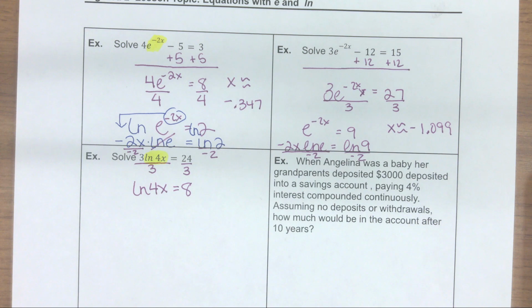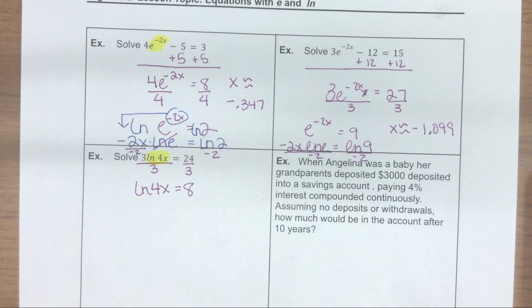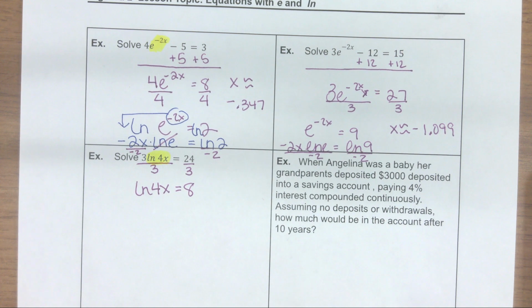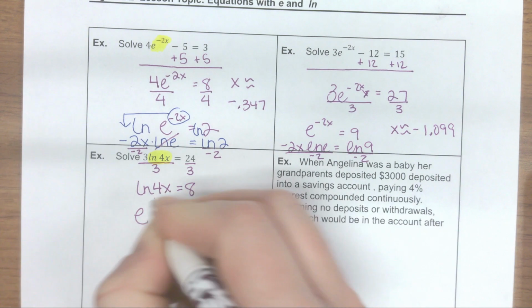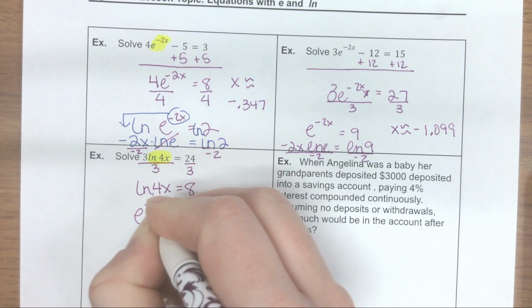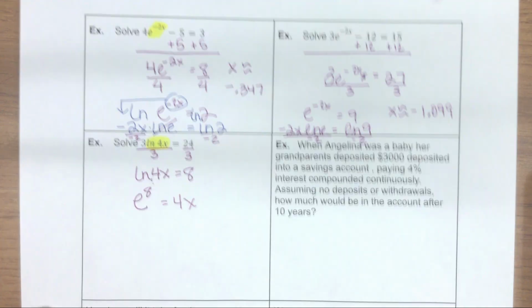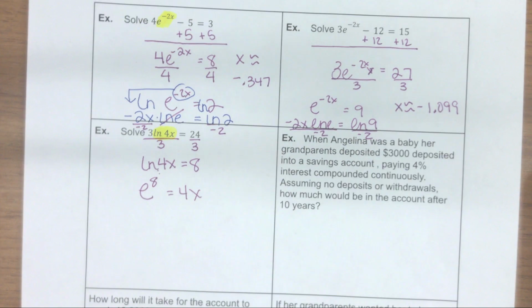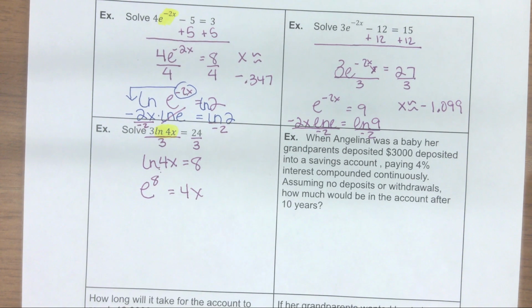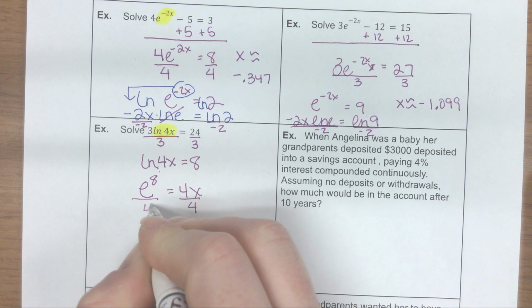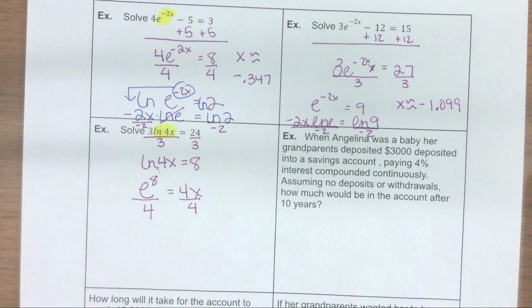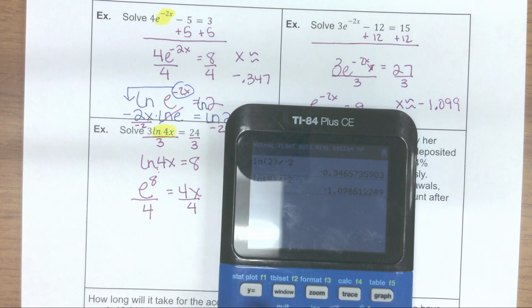What's the base of natural log? E. Yeah. E, we were just doing this in our opener. This would say e to the 8th equals 4x. And can't I calculate using my calculator what e to the 8th is? Yes. So I am going to figure out e to the 8th and then divide that by 4.